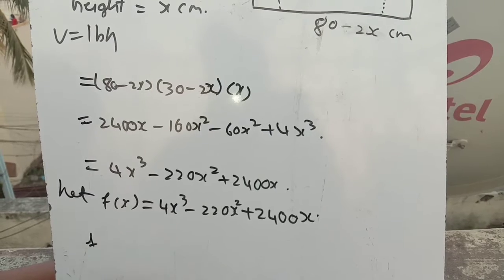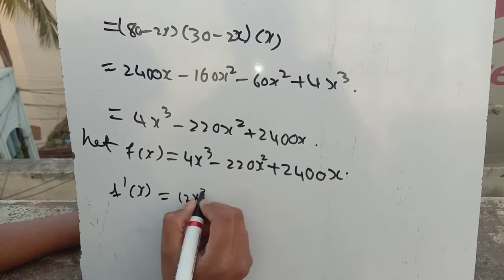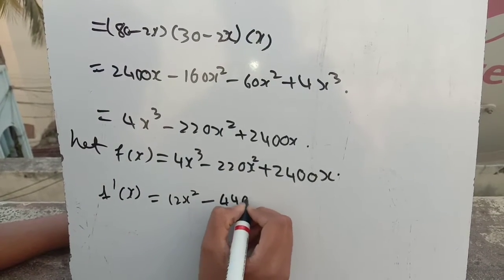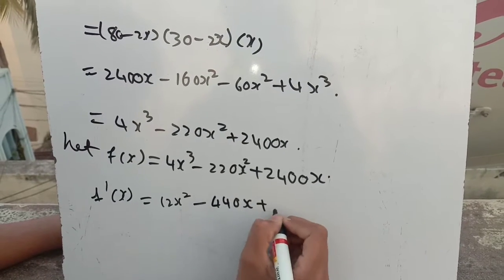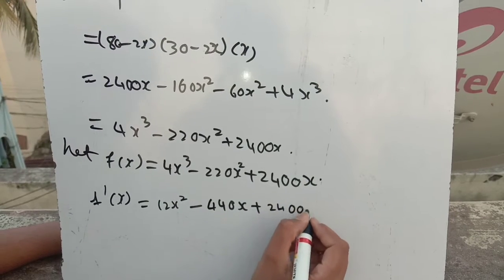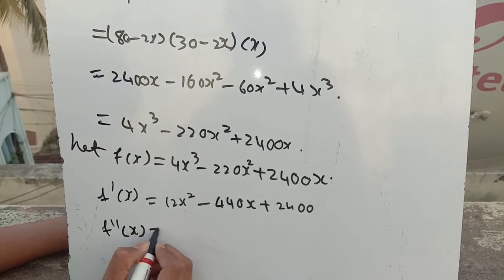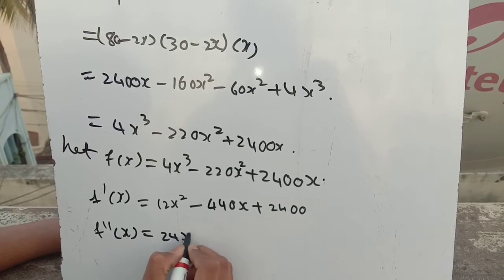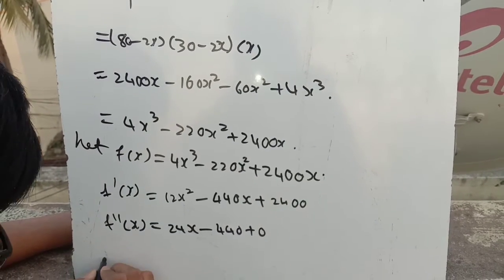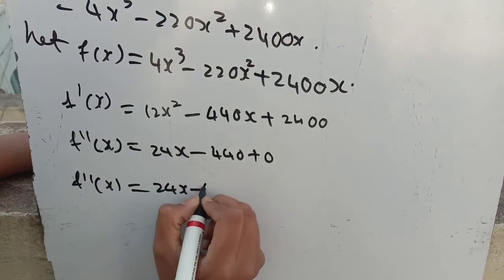So while differentiating, f dash of x is equal to 12x square minus 440x plus 2400. Okay, so again we have to differentiate it. For the second derivative, f double dash of x is equal to 24x minus 440 plus 0, that is, f double dash of x equals 24x minus 440.